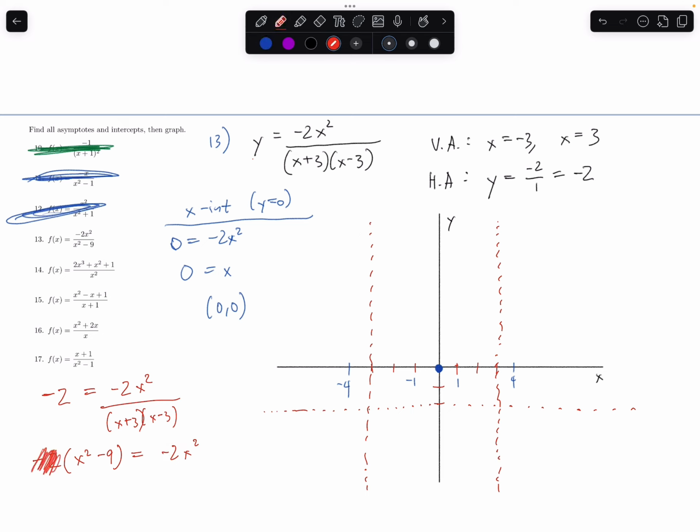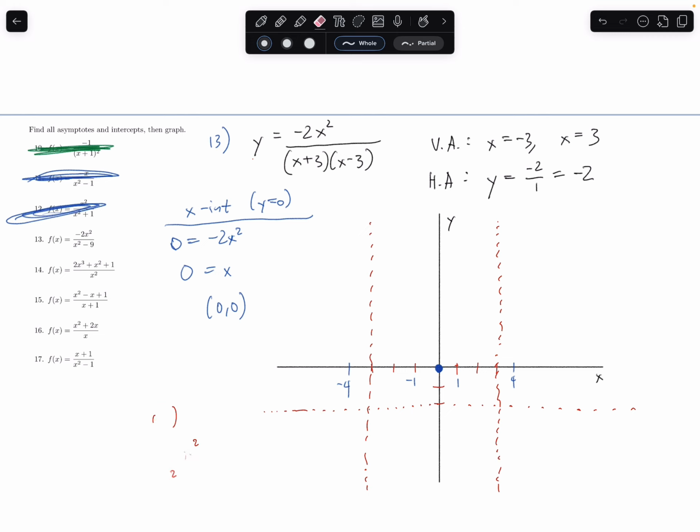Cross it out. Okay, so the negative 2's cancel each other out, right? And so what am I left with? X squared minus 9 is equal to x squared. Now, I'm going to subtract x squared from both sides, and if I do that, then this disappears. I've got negative 9 equal to 0, which has no solution. That's not true. That means I don't cross the horizontal asymptote. Okay, good to know. So no crosses of the horizontal asymptote.